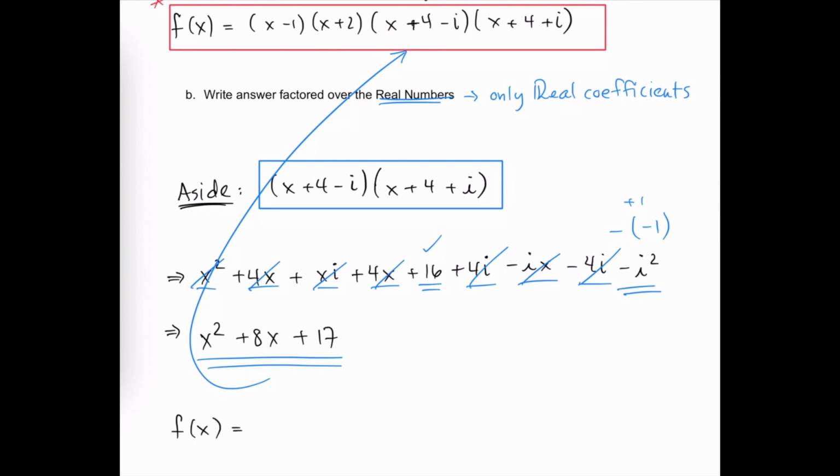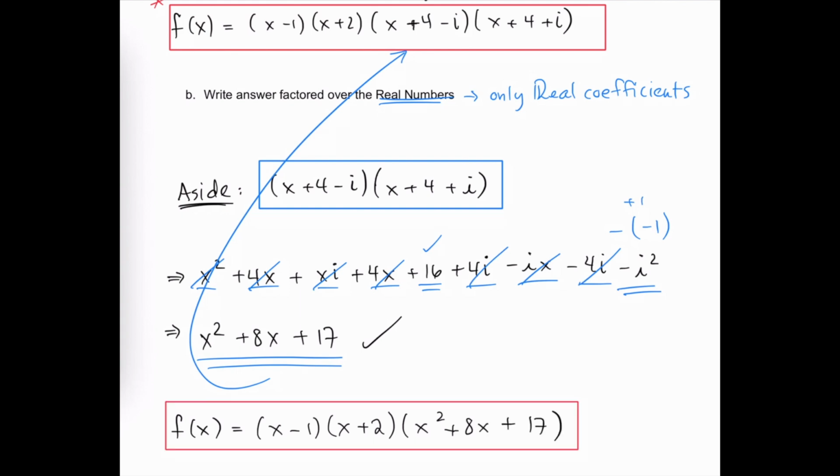So now let's rewrite our polynomial, but this time with all real coefficients. We have x minus 1, x plus 2, times x squared plus 8x plus 17, which is the irreducible quadratic factor that we got when we multiplied these two together. So now our polynomial is completely factored over the reals, which means it's factored as far as we can take it if we are restricted to having real coefficients.